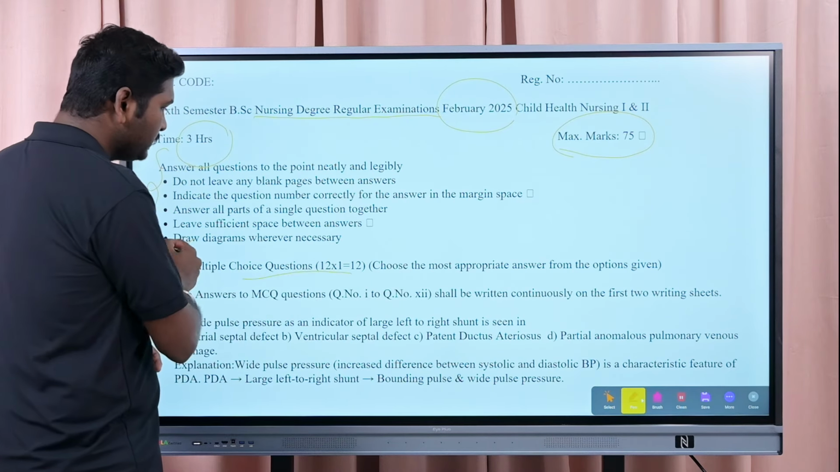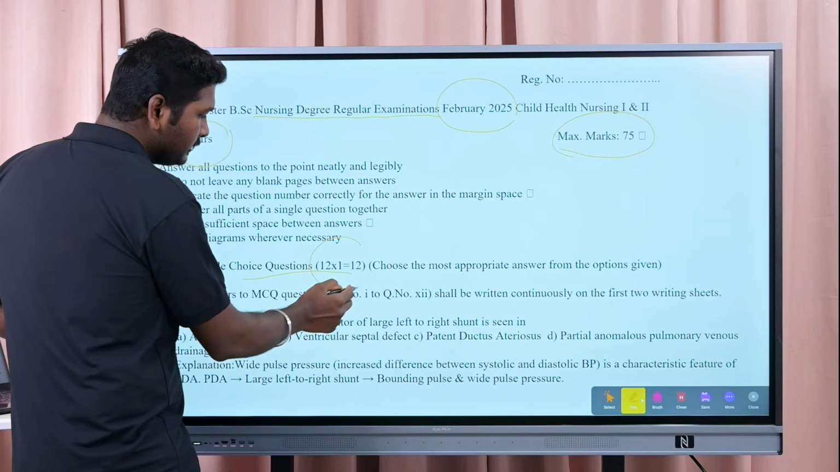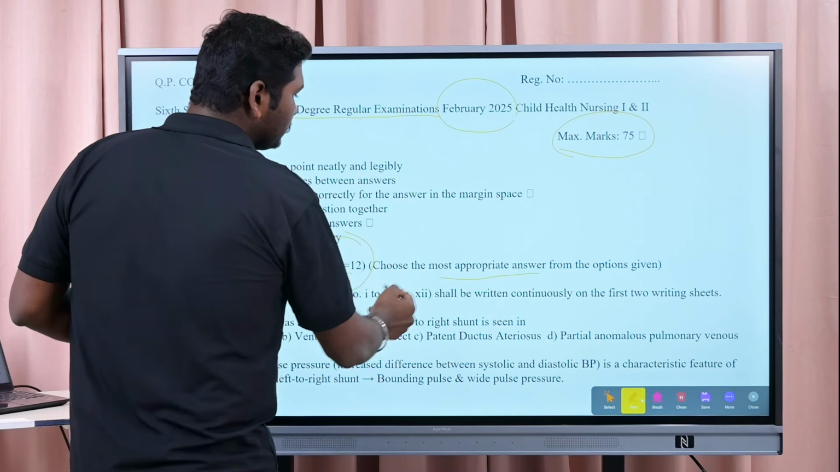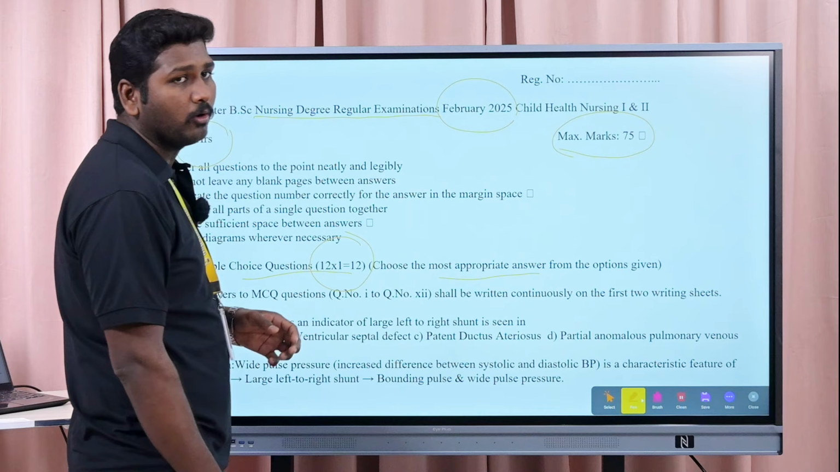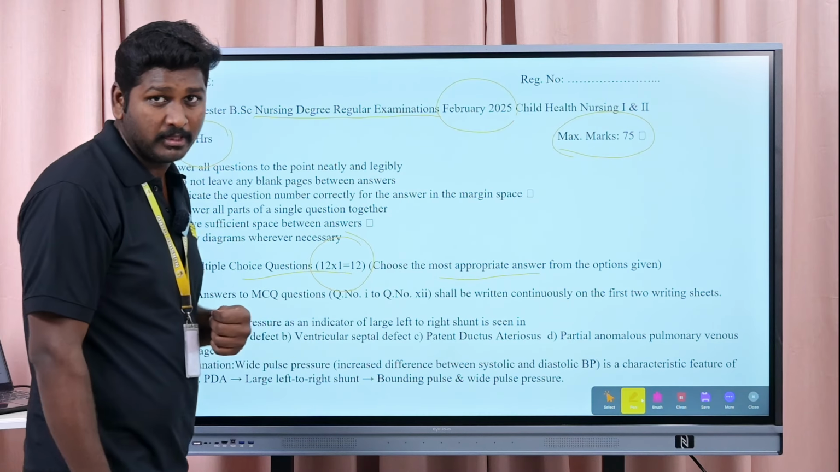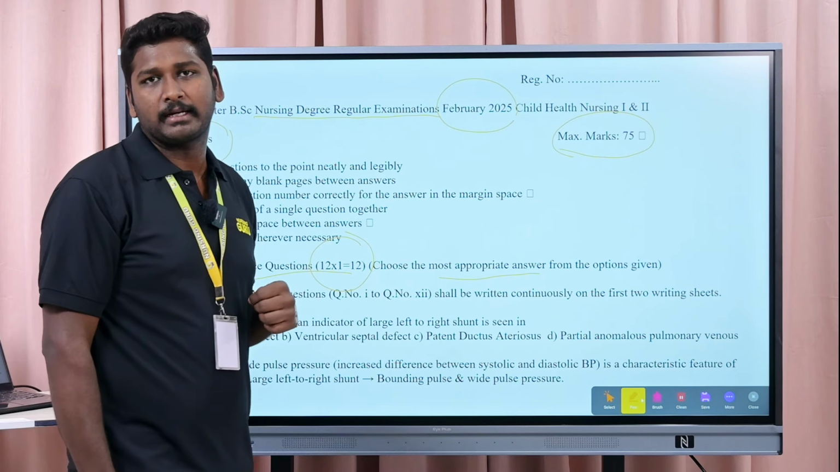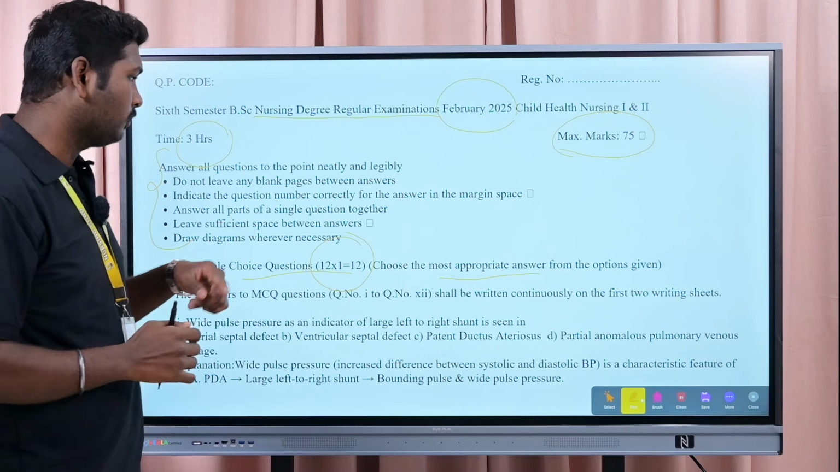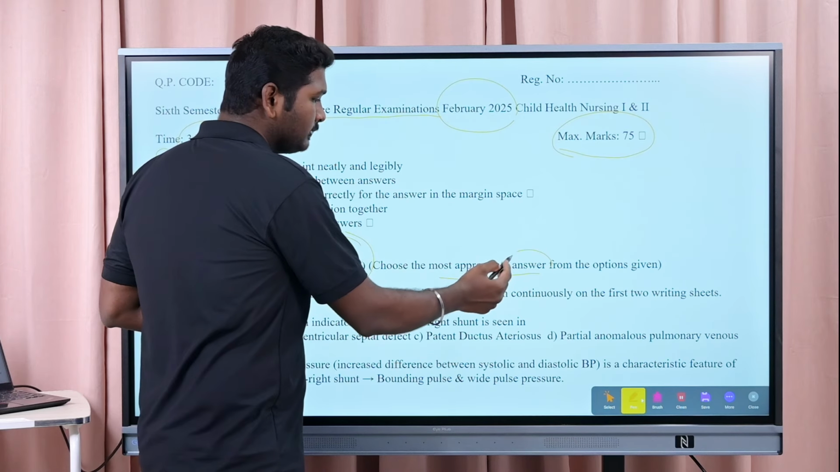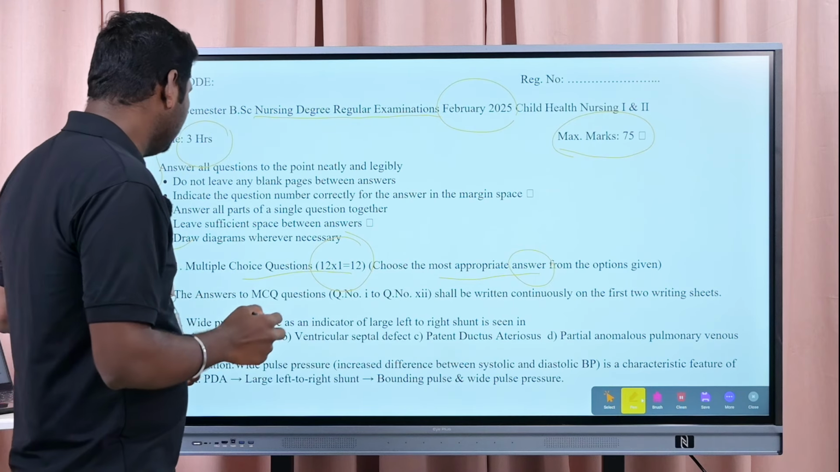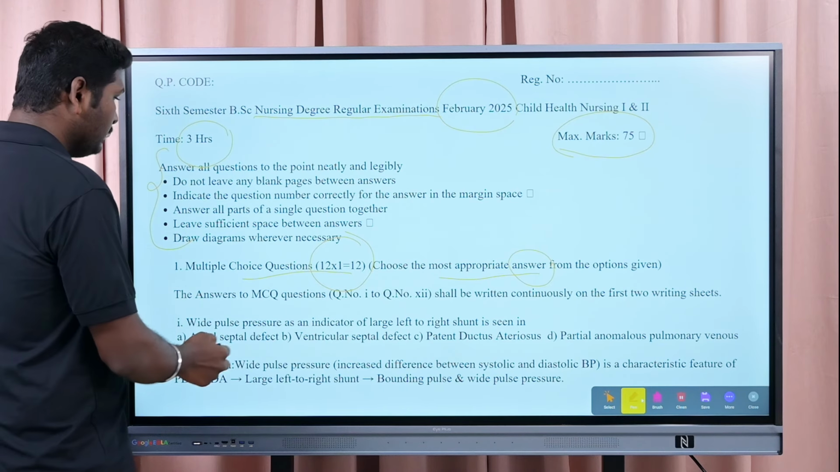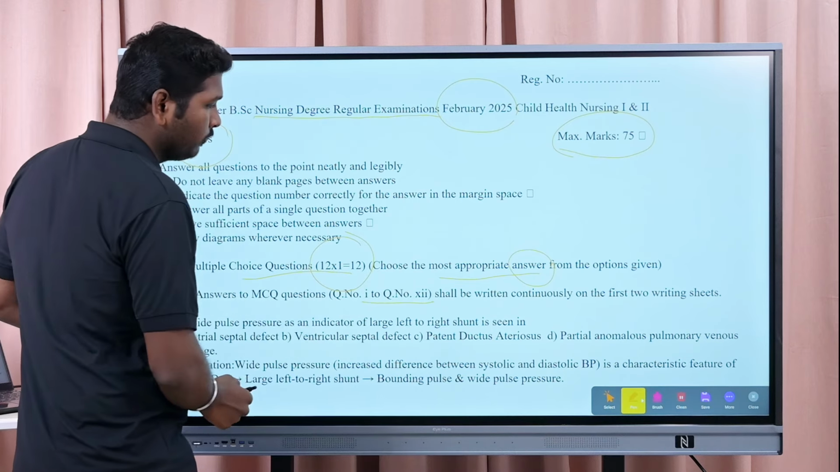These are the MCQ questions. See how many questions there will be: 12 MCQ questions, where you choose the most appropriate answer from the options given. Four options will be given, and one of them will be the correct answer. There are no multiple answers you can give at a time; it is only one answer, so choose the correct answer. Let's move one by one to the MCQ questions, question number 1 to 12.